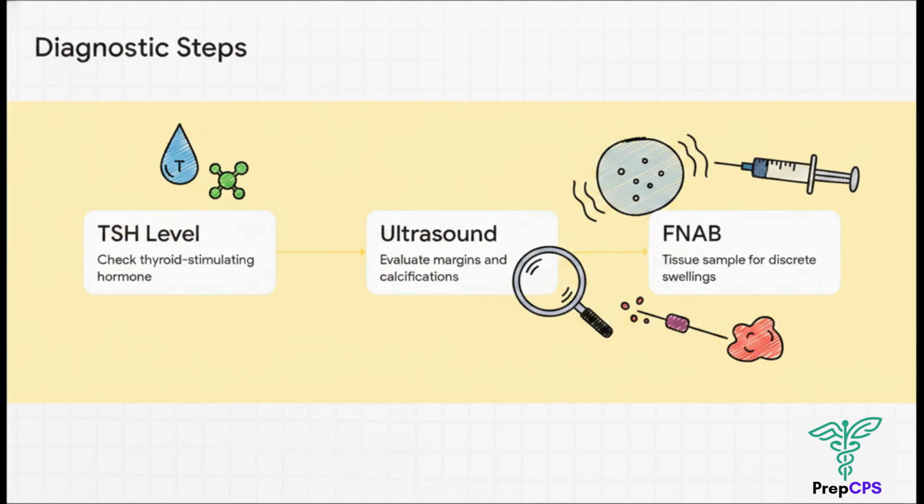Now, when a patient rolls into your clinic with a solitary thyroid nodule, the diagnostic pipeline is incredibly strict and systematic. Step 1, check the TSH level. Step 2, evaluate the gland visually with a high-res ultrasound. Ultrasound is your absolute workhorse here, letting us assess nodule margins, vascularity, and any microcalcifications. Step 3, if those ultrasound features are looking suspicious, you secure a tissue sample with a fine needle aspiration biopsy, or FNAB. For discrete swellings, FNAB is hands down the investigation of choice.